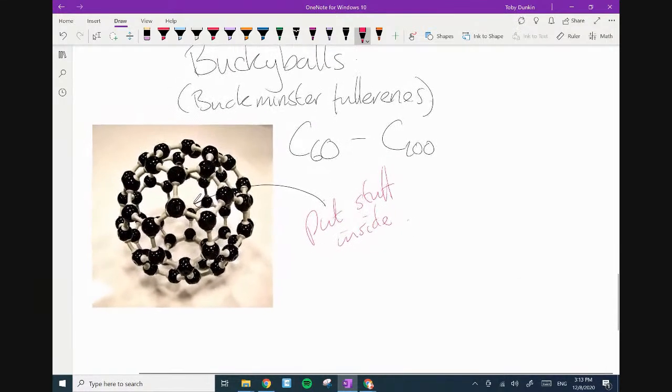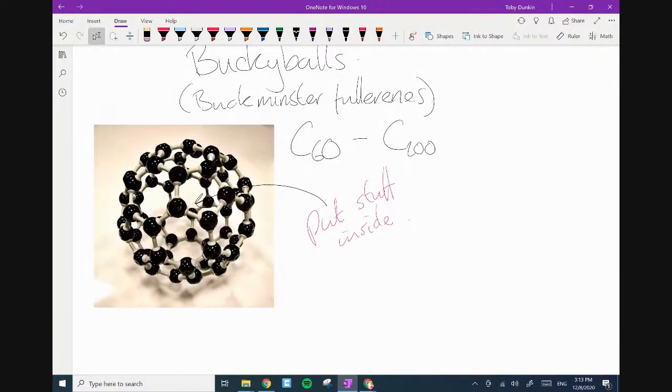Now, does it conduct electricity? Not really. The electrons tend to occupy the inside of the ball rather than the outside, so they lose their conductivity. The electrons can't hop between the balls. They're not a single unit. So let's run the properties.